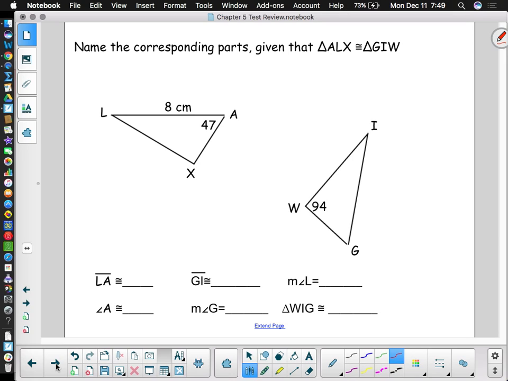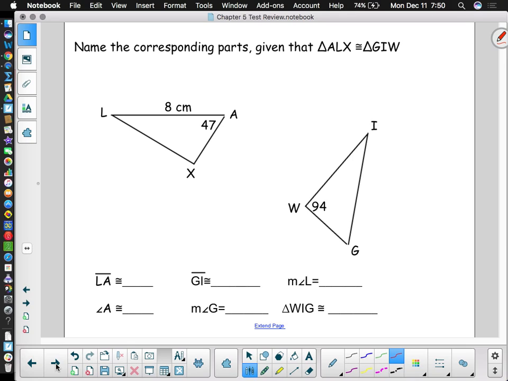Okay. Name the corresponding parts and find the given measurements. Now here you do need to be a little careful because you have to notice the notation. The notation tells you what kind of answer you're looking for. Here it says segment LA is congruent to. So I'm going to name what here? A segment, right? I'm not going to give a length. I'm going to actually give a segment name, right?